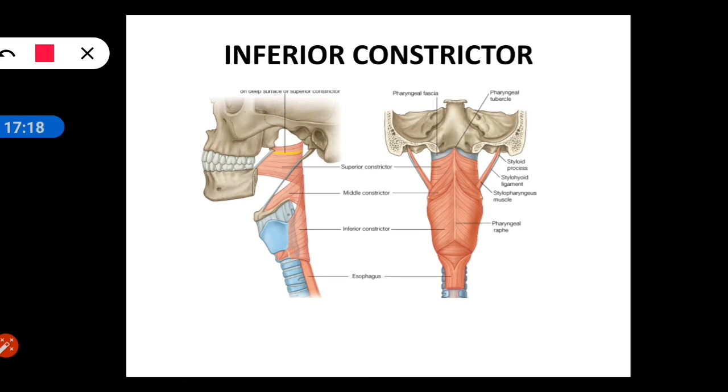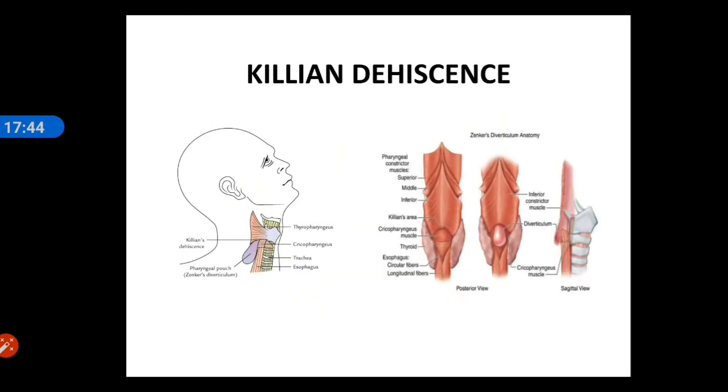All the constrictors, the superior, middle and inferior, have great strength because they overlap each other, except the inferior constrictor, wherein between the thyropharyngeus and the cricopharyngeus there is no overlapping of the muscle. So this area, in between the thyropharyngeus and cricopharyngeus, is an area of weakness which is known as the dehiscence of Killian. We will see it in the next slide. So the weakness in between the thyropharyngeus and cricopharyngeus is known as Killian dehiscence.